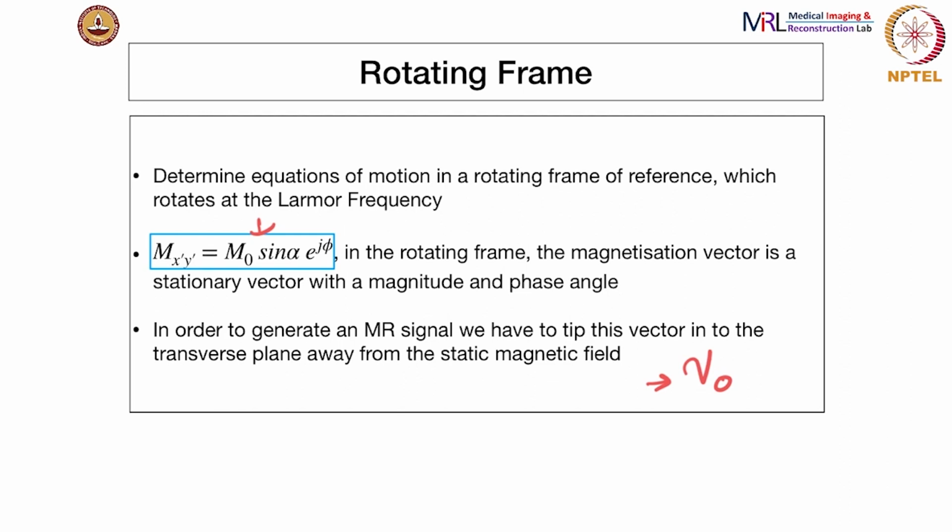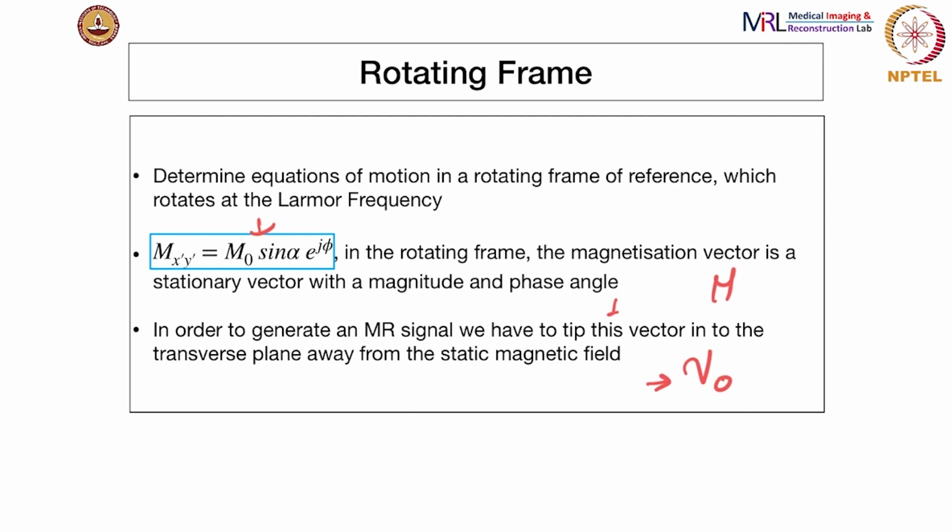So this is the idea. This actually simplifies analysis quite a bit. That's why people use rotating frames of reference when analyzing MR signals. In order to generate a good MR signal, we have to tip this magnetization vector M into the plane. We saw that it's proportional to sine alpha. Alpha of pi by 2 is maximum, so you make it 90 degrees. You flip that magnetization into the plane, and you get a very good signal.